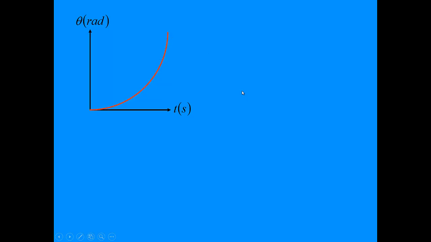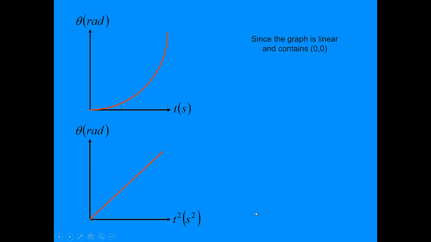Well, we've seen lots of top opening parabola relationships in here. What do we have to do to linearize it? We have to square the time. Right? So if we graph angular position in radians versus time squared in seconds squared, we will get a linear graph that goes through 0, 0. Hence, we can say that for this type of motion, the angular position is proportional to the time squared.